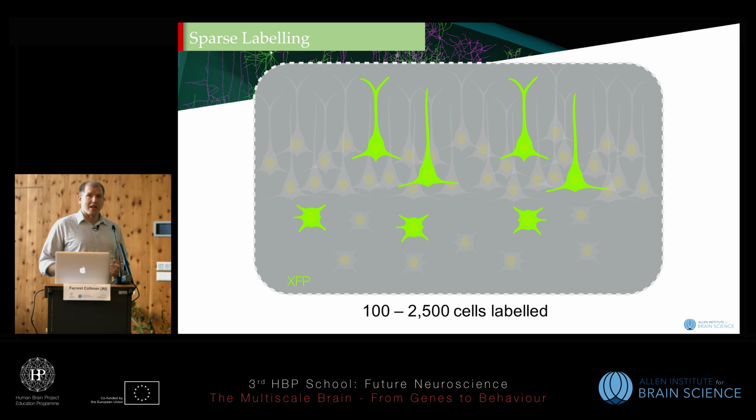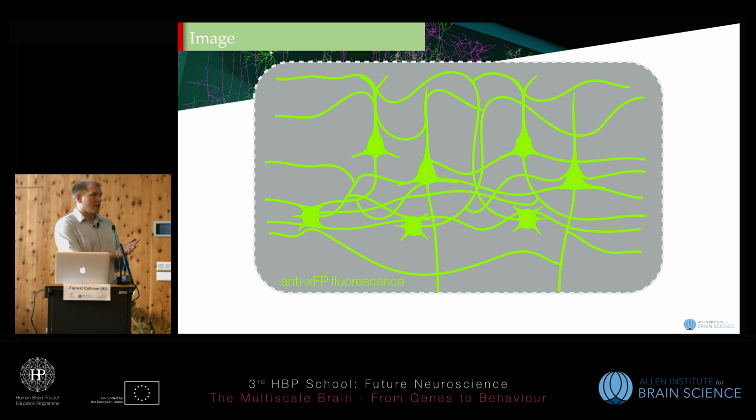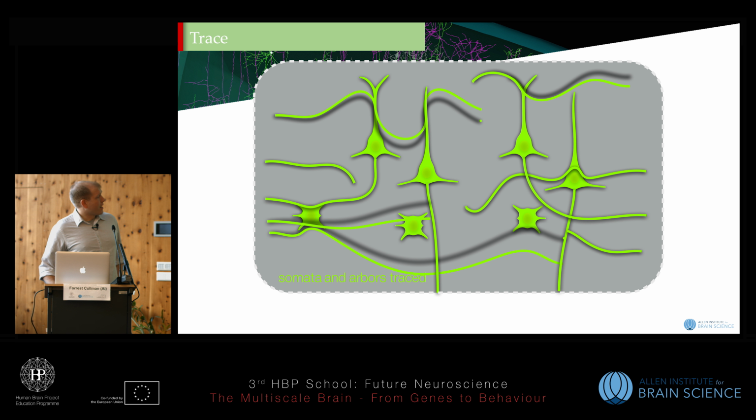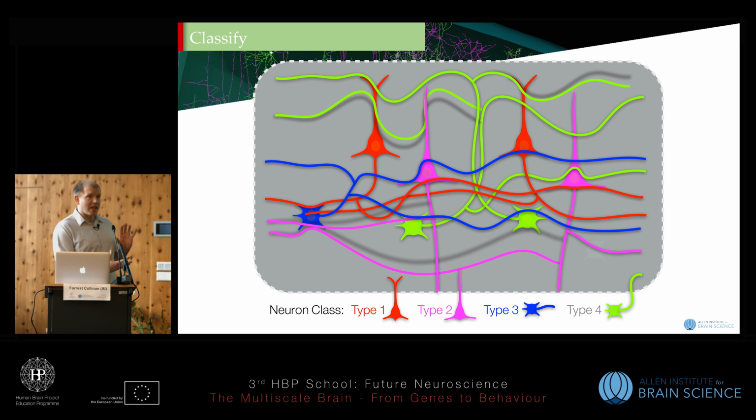You would sparsely label a subset of neurons, say between 100 and 2,500 neurons in that sample, with something that fills the entire neuron, very similar to what you heard from the previous speaker, and then image the entire volume that contains those neurons, or at least something about their local connections, and then computationally trace 100% of the axons and dendrites found within that sample, and computationally segment out the individual neurons.